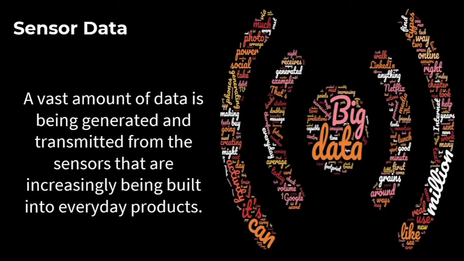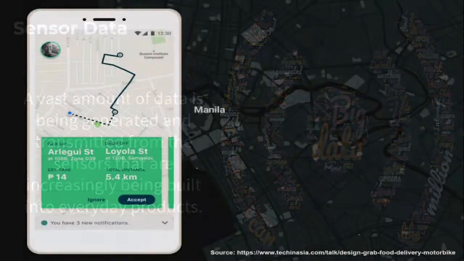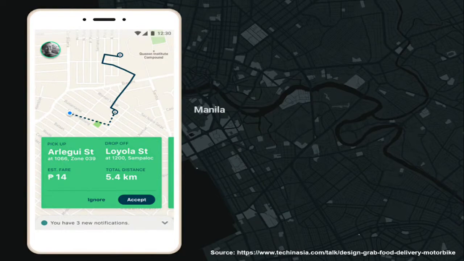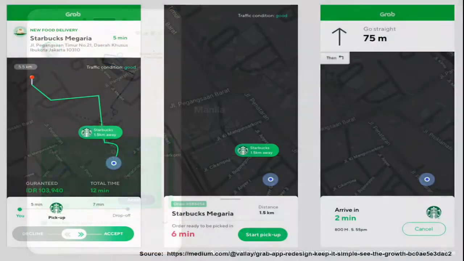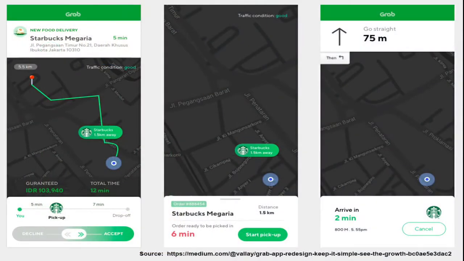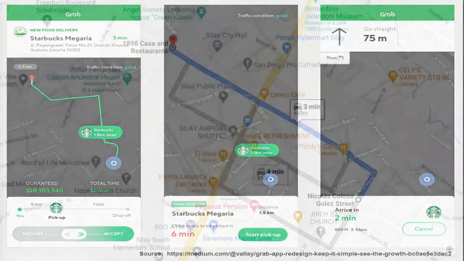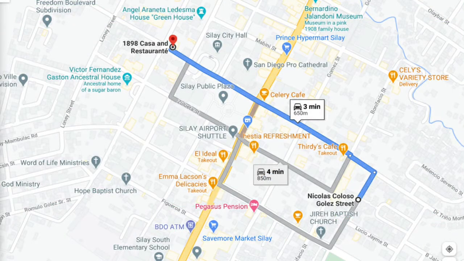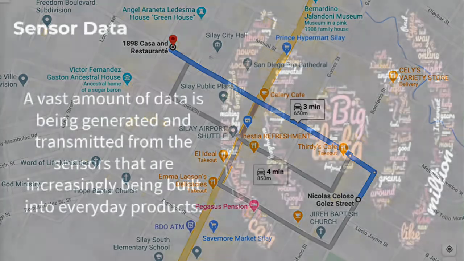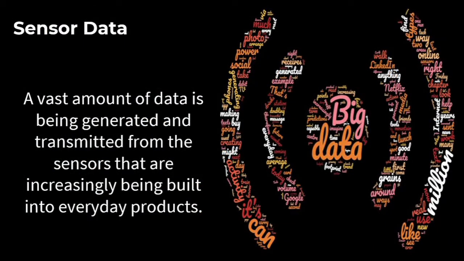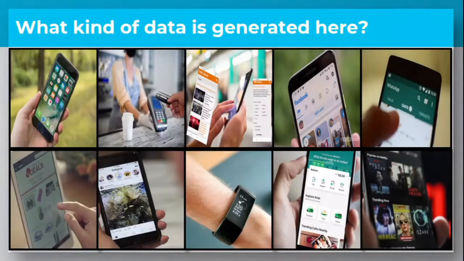Then we have sensor data. Simply put, it's like your GPS. How does Grab know where to deliver your food? How can your app tell you the nearest restaurant or fast food from your location? That is because there is sensor data being given out that we use every day. So that is your sensor data.